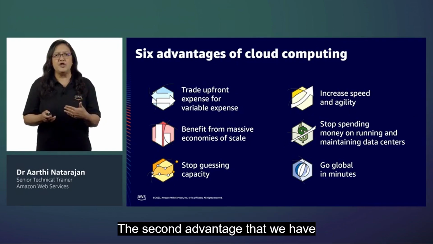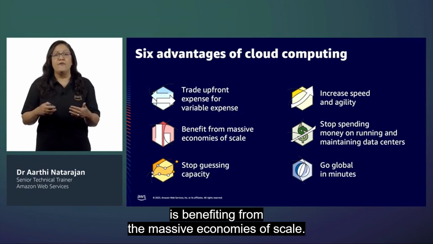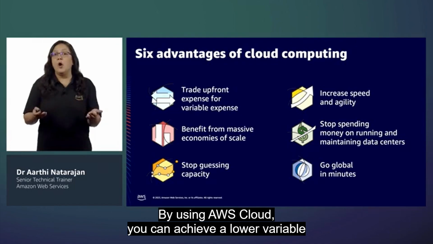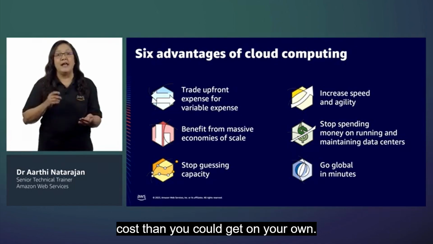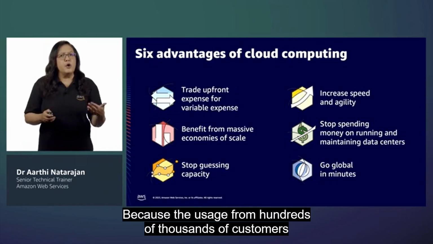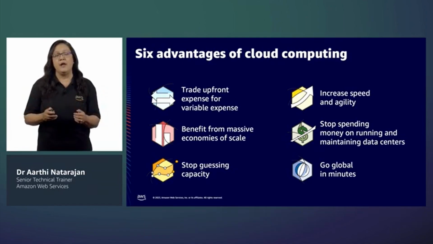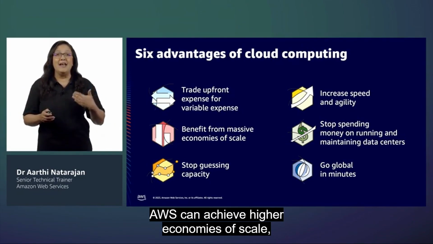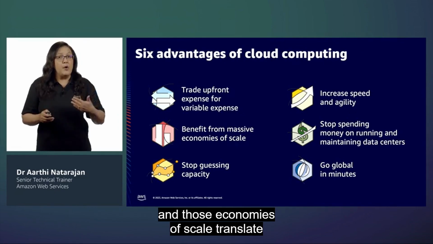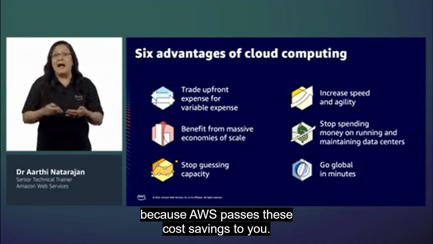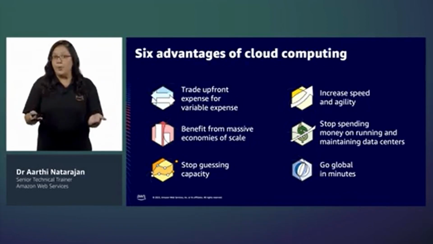The second advantage that we have is benefiting from massive economies of scale. By using AWS Cloud, you can achieve a lower variable cost than you could get on your own. Because the usage from hundreds of thousands of customers is aggregated in the cloud, AWS can achieve higher economies of scale, and those economies of scale translate into a lower pay-as-you-go price because AWS passes these cost savings to you.